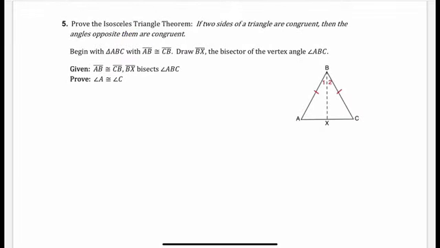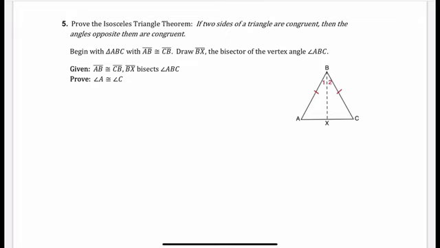We're going to prove the isosceles triangle theorem. If two sides of a triangle are congruent, then the angles opposite to them are congruent. We're going to begin with triangle ABC, and AB is going to be congruent to CB. We're going to draw BX, the bisector of the vertex angle ABC. So we've just taken any triangle where we have two sides that are congruent, and we've just made a bisector of that vertex angle ABC.